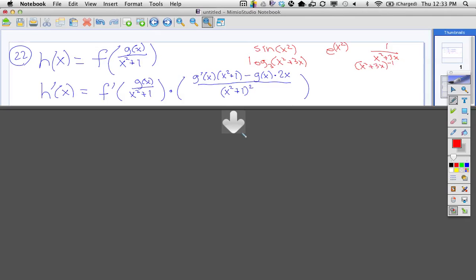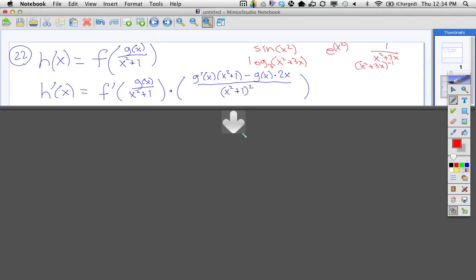When I wrote this, it's hard to tell now because it's all up there already, but I did it this way. I said the derivative of the outer function, which is f. What do you write? F prime. That's the derivative of the outer function. Step 2, we leave the inside alone. So g of x over x squared plus 1. We always leave the inside alone. Times, step 3, derivative of the inside.